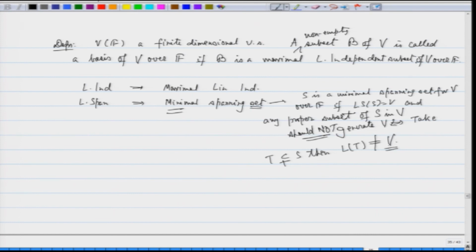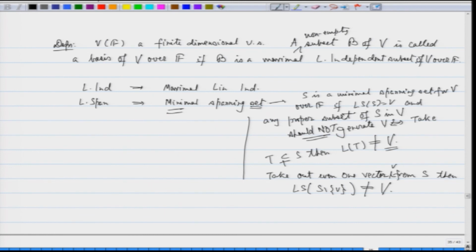Is that okay? So, from S you take out any vector, even one vector, from S, then linear span of S minus that single vector should not give you whole of V. Take out even one vector, I should not get the whole space. Is that okay? So, this is what minimal spanning set means.